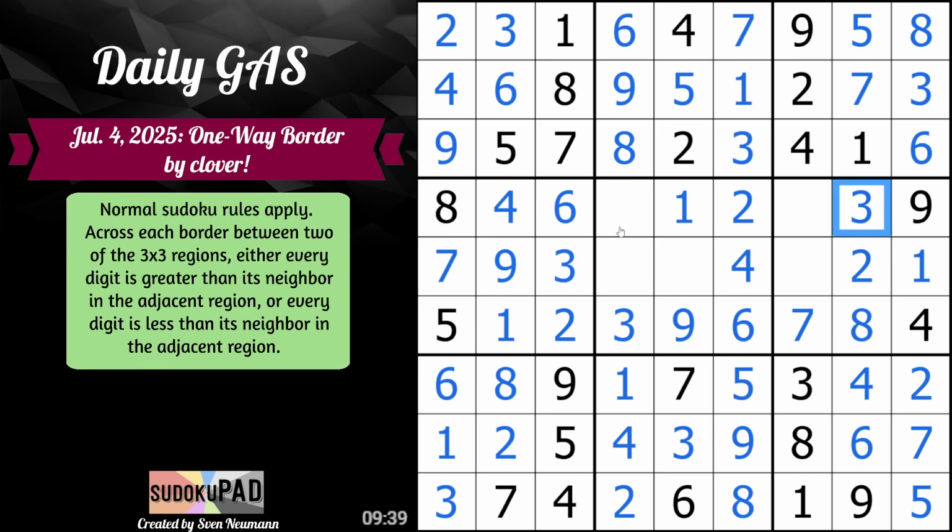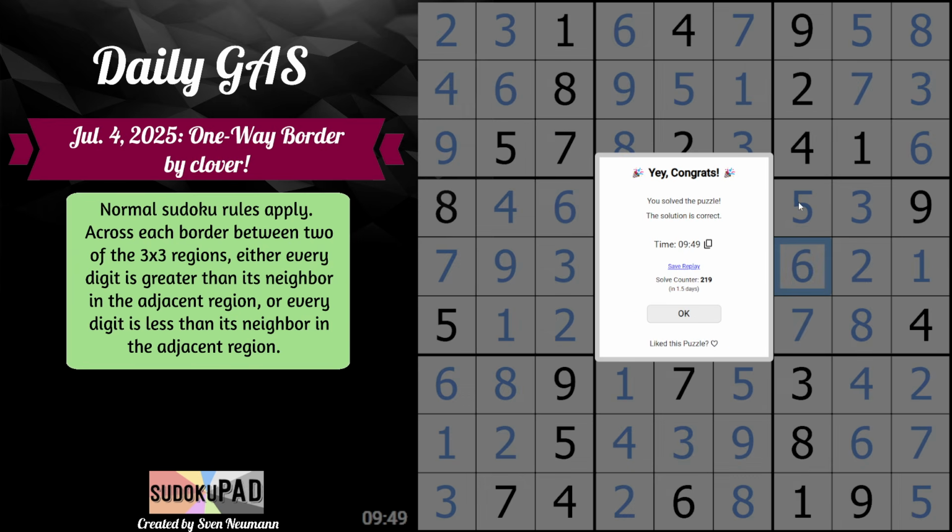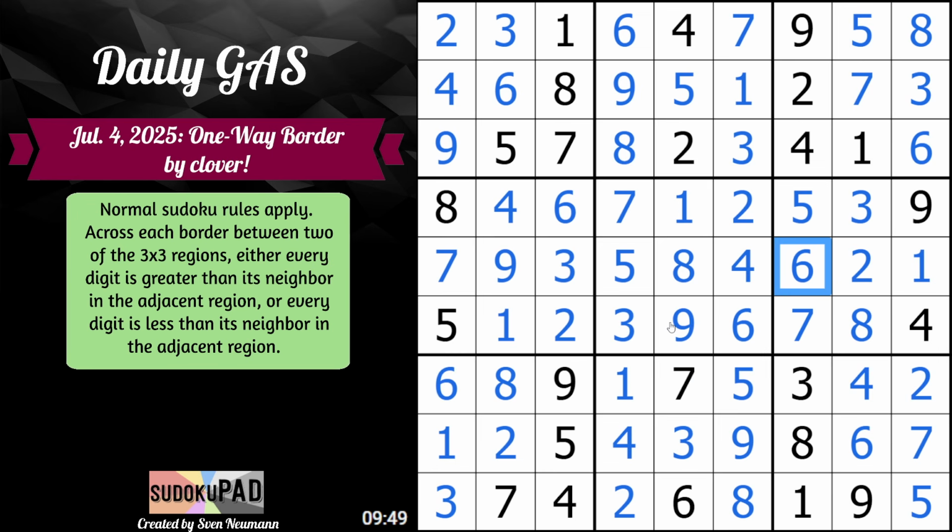3, 6 thanks to the 3. That means this will be 7. This will be 5. That gives us 8 in the center. And then our 5, 6 finishes us off in 9 minutes and 49 seconds with One-Way Border by Clover.